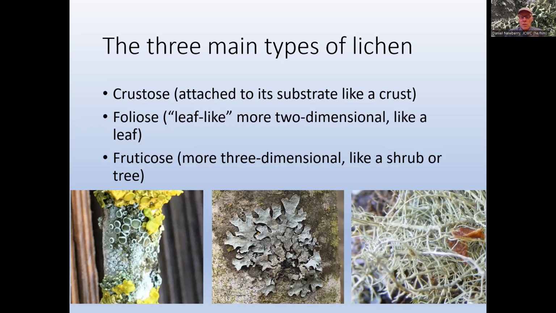The third one, which you'll see in the lower right, is called fruticose, and that's really more 3-dimensional. You can think of it as being like a shrub or a tree. And in this case, the picture that you see, it has long filamentous hairs, but in this case, blown up, you can see it has very thick, kind of cylindrical, round, hair-like structures with side structures. So crustose, foliose, and fruticose.